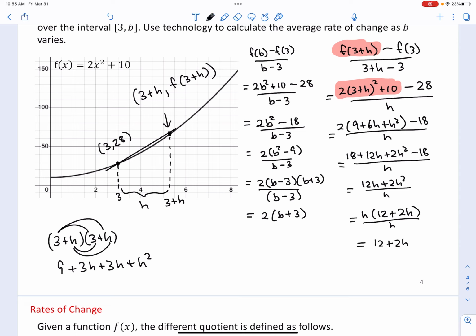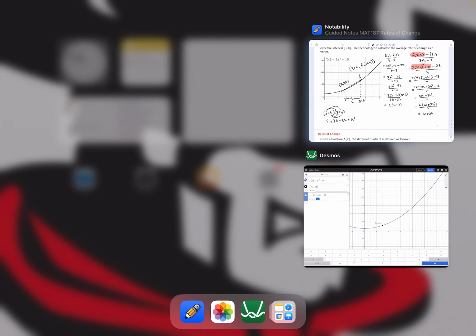So 12 plus 2h is a way to calculate the slope of the secant line if all you do is tell me h, where h is the horizontal distance between x equals 3 and the next point, 3 plus h, the next x coordinate. You tell me the horizontal distance between these two vertical lines, and 12 plus 2h will calculate the slope of the secant line. Okay, let's go back to Desmos.